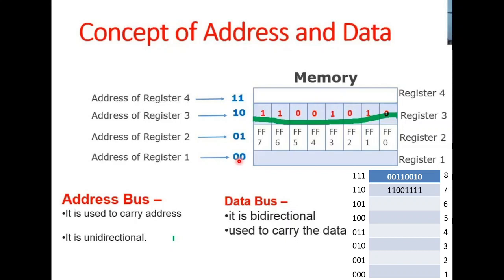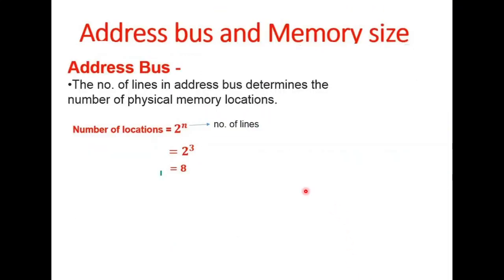If 2 wires are there, totally the bus can access 4 memory locations, that means 2 to the power of 2. The formula is 2 to the power of the number of wires, or 2 to the power of the number of lines. In this case 3 wires, so how many memory locations am I able to access? 8, because 2 to the power of 3 is equal to 8. The number of lines determines the number of memory locations. If the number of lines is 3, then 8 memory locations we can form, so the memory size will be 8.